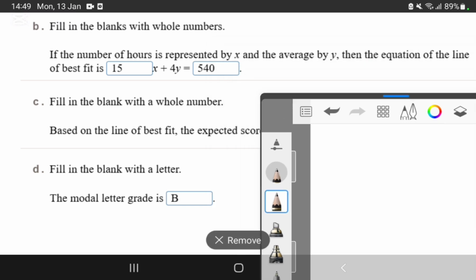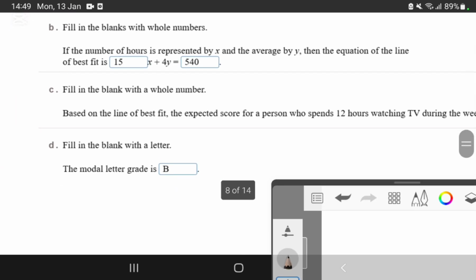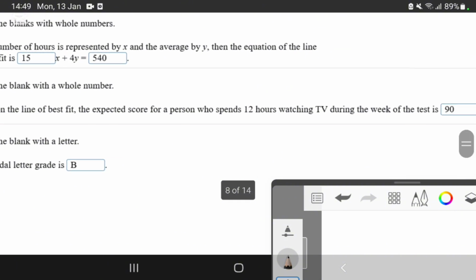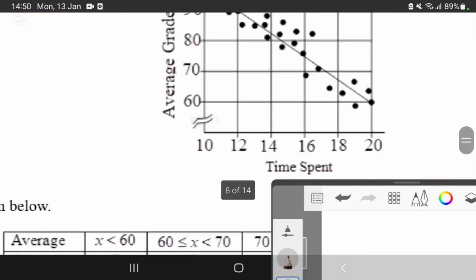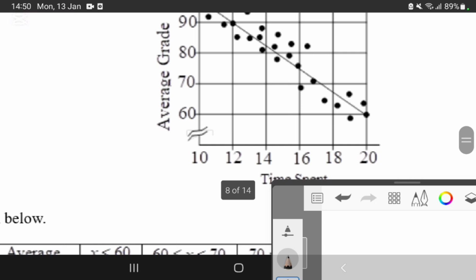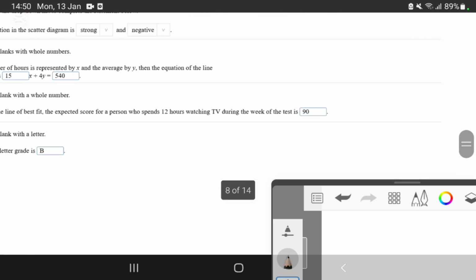So for this part, we need to find out the score of a person who spends 12 hours watching TV during the week. To find that, we just go to the x-axis, go to 12, and then go up, and we will find out that their average grade will be 90.